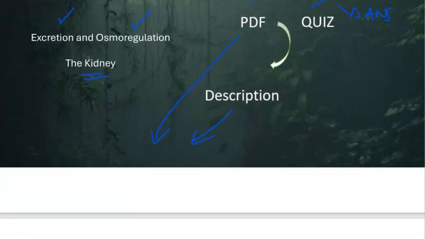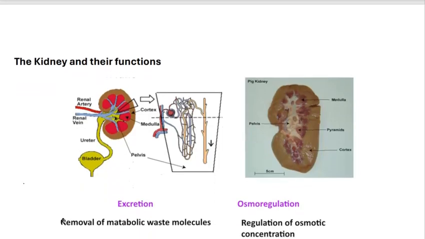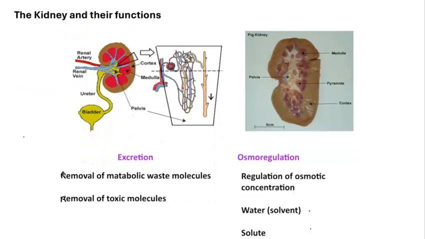So this particular video is a general introduction, an overview of kidney function. Of course we have two kidneys, both supplied by the renal artery. We have two renal arteries and two renal veins supplying each of the kidneys on either side of our body. The kidney has two major functions, one being excretion and the other being osmoregulation.